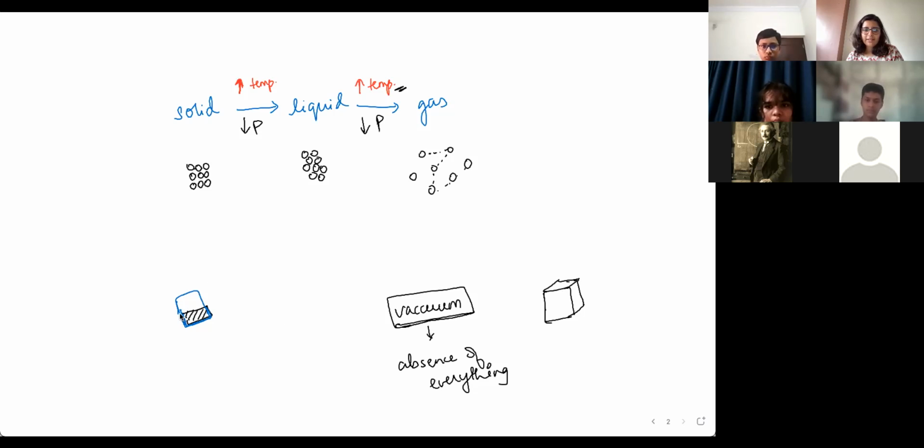Yeah. So when there is less amount of things pressing on this ice, I'm decreasing the pressure on it. Does that make sense? Are you able to connect it somehow?